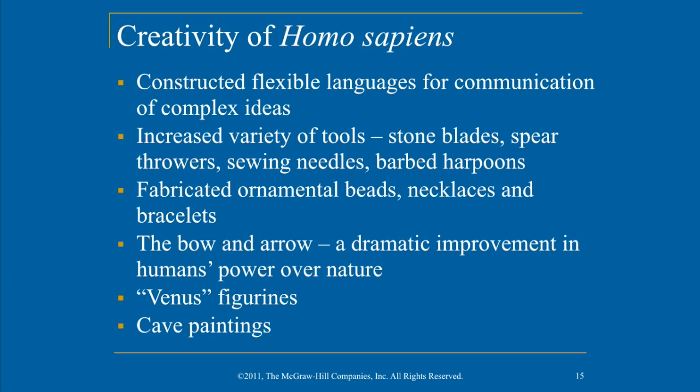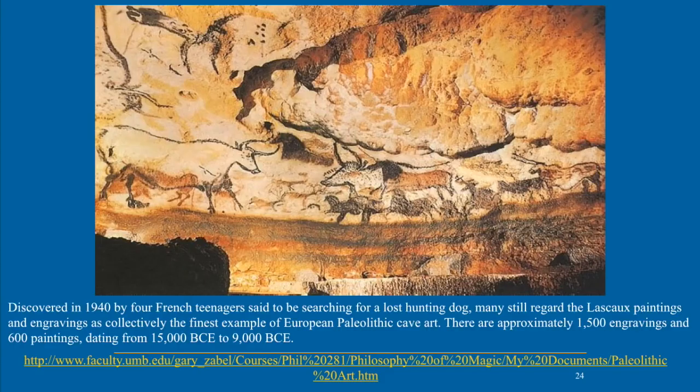The Venus figurines we start to see pop up every now and then, and I'll talk about those in a minute, and cave paintings. Here's a French cave painting. I'm not going to say the name again, but you can see that these are very complex paintings of animals. These date from 15,000 BCE to 9,000 BCE. They used everything from blood to animal fat to saliva to urine, and these colored their walls.